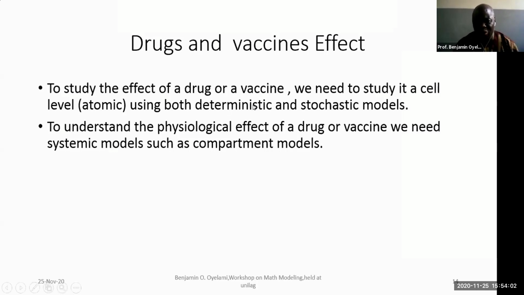Some of the models I will show come from differential equations. Some of them are ordinary differential equations. Some of them are from partial differential equations. And partial differential equations are very, very useful here. We will see some of them.